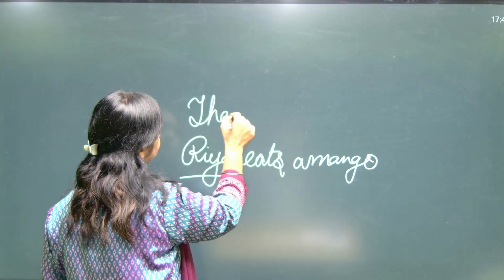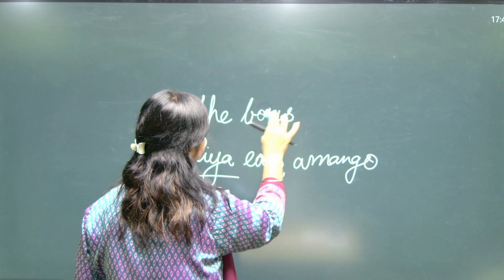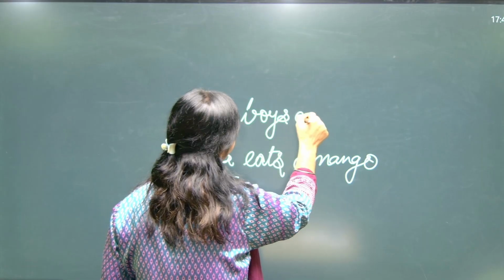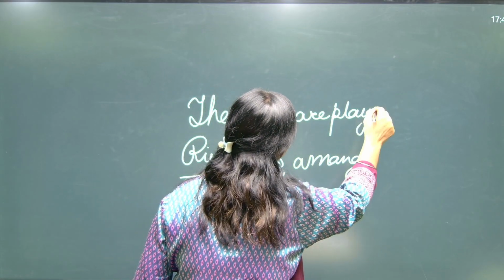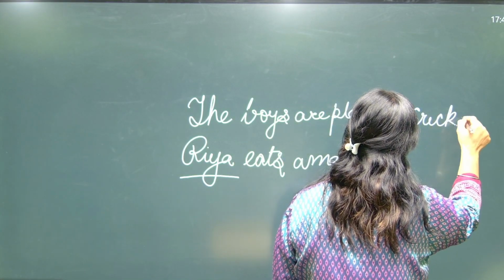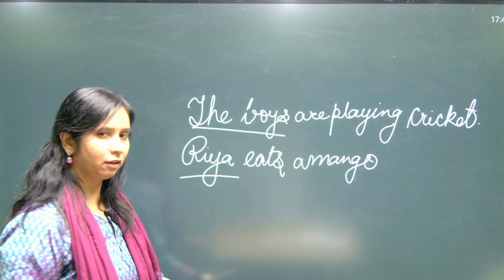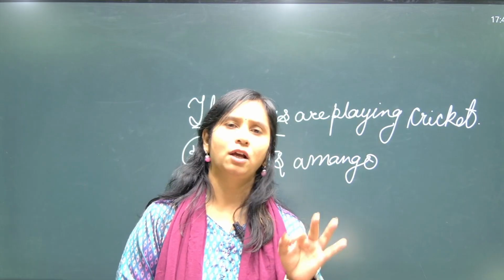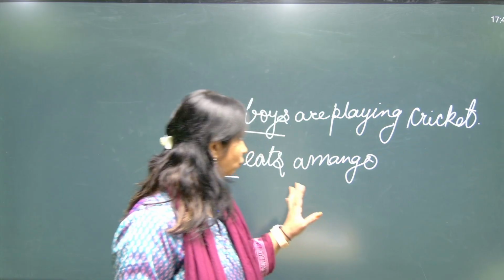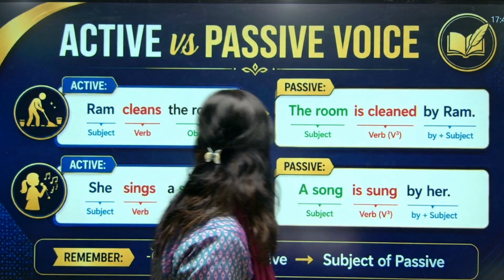Now one more action. The boys are playing cricket. Now, who is doing the action? The boys are doing the action. So, to recognize the active voice, the main point is that where the subject is doing the action, it is called active voice. So, this is active voice. Now, we'll move to our next part, that is passive voice.